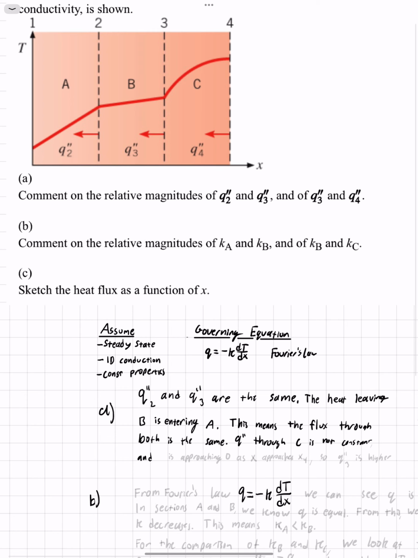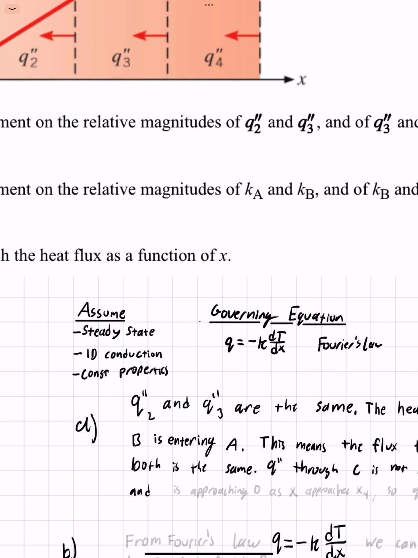There's section A with heat flux q2, section B with heat flux q3, and section C with heat flux q4. Part A asks us to comment on the relative magnitudes of q2 and q3, and then of q3 and q4. To begin, we want to list our assumptions, which all come directly from the question. We know that it's steady state, 1D conduction, with constant properties.